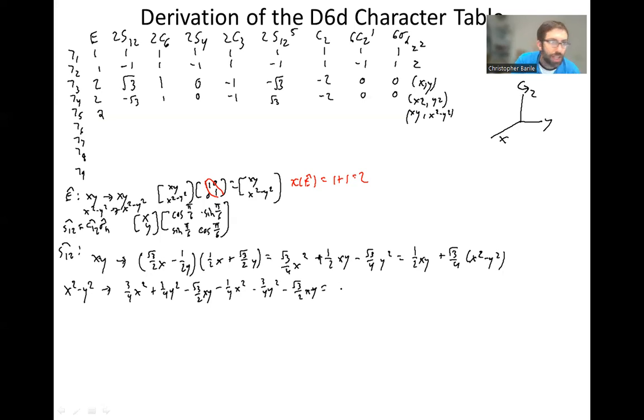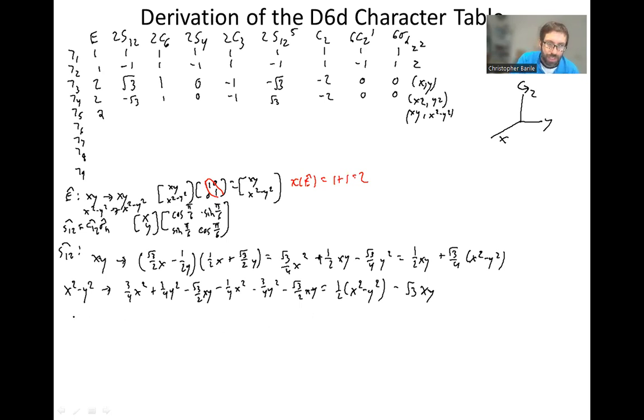And so what that ends up doing is now we can combine some terms. So we have 3/4 x squared minus 1/4 x squared. That's going to be 1/2 x squared. And then we also have 1/4 y squared minus 3/4 y squared. That's going to be negative 1/2 y squared. So we can factor out 1/2 and factor out x squared minus y squared, which is very nice. And then we have these xy terms. It ends up being minus root 3, right, with both 2 negative root 3 over 2 xy.